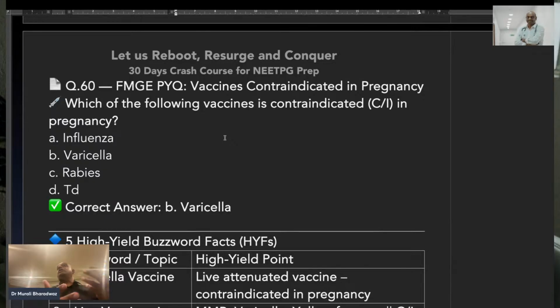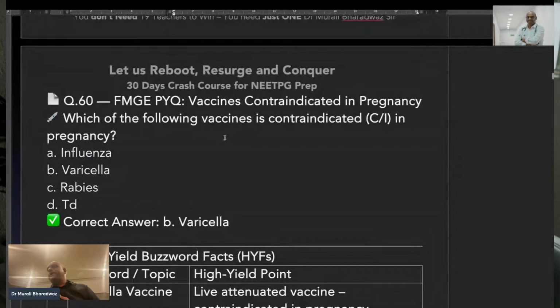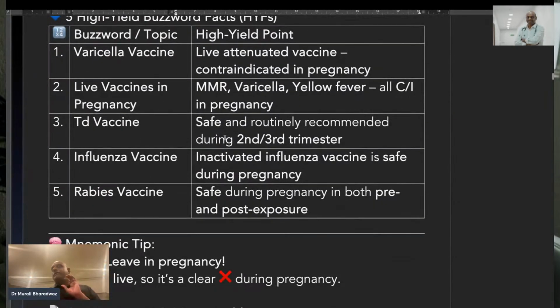Now, what is the vaccine contraindicated in pregnancy? Here comes our vaccine question. Varicella. All live attenuated vaccines are contraindicated in pregnancy. But vaccines, all vaccines which are live, which are killed, which are both, and in case of Japanese encephalitis, 17D strain is the one which is being used.